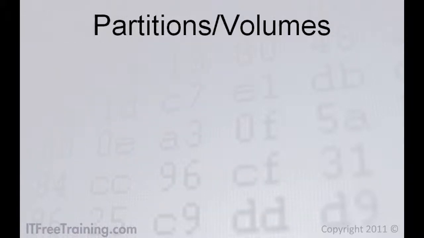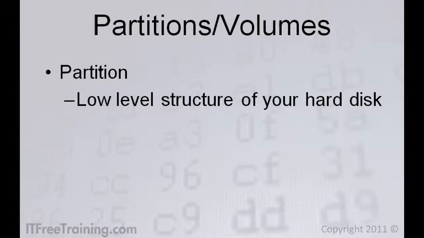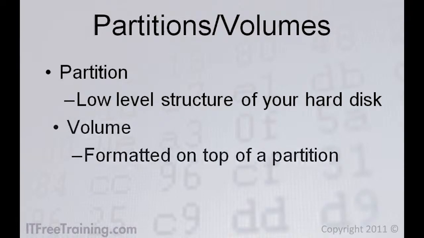Partitions and volumes are terms that are often seen as being interchangeable. You may hear someone say, "I installed my database on C partition," and another person say, "I installed my database on the C volume." A partition defines the low-level structure of your hard disk. The structure will create a start and end limit to what you can use. Once a partition is created, the computer is free to format the partition and create a volume.